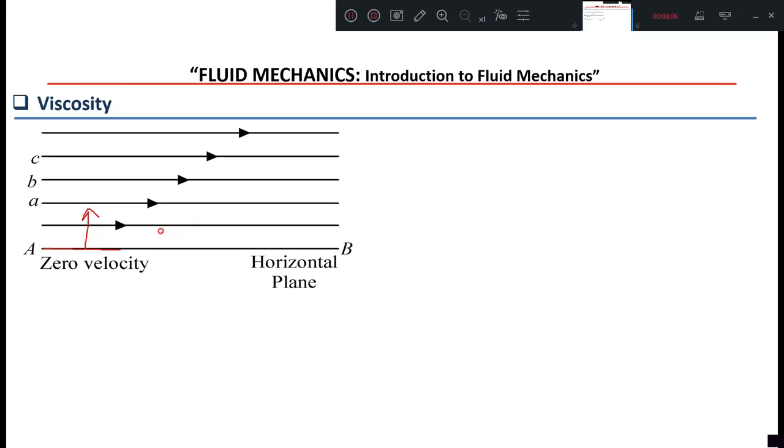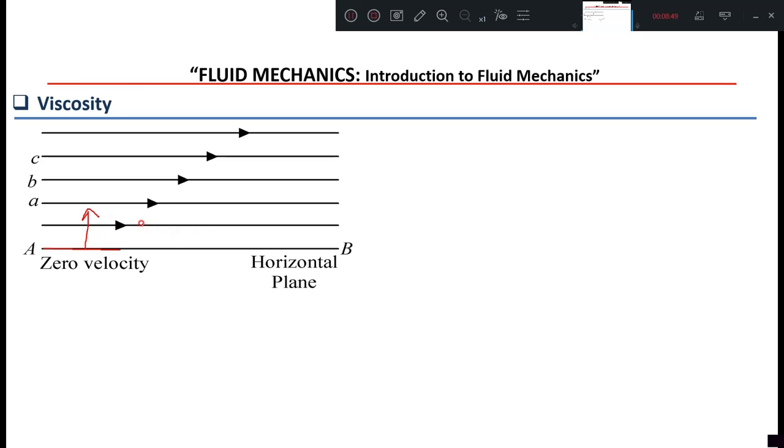So in the absence of an external force to maintain this relative motion, the faster layer tends to accelerate the slower one, and the slower one retards the faster one. Thus, in a liquid having relative motion between its layers, internal forces are developed between the layers which retard the relative motion. These retarding forces are called viscous forces.